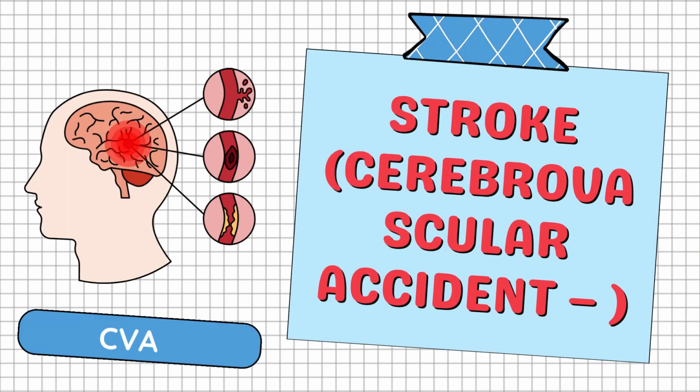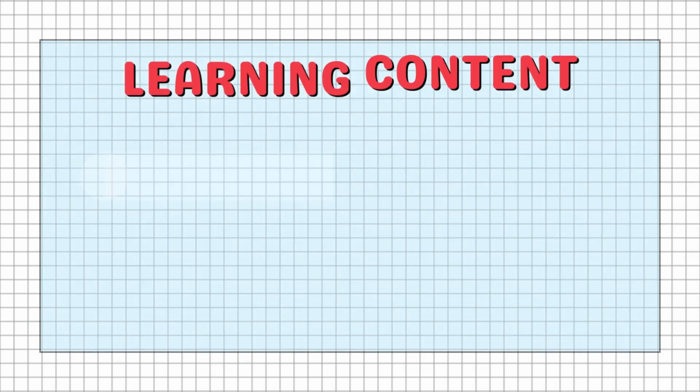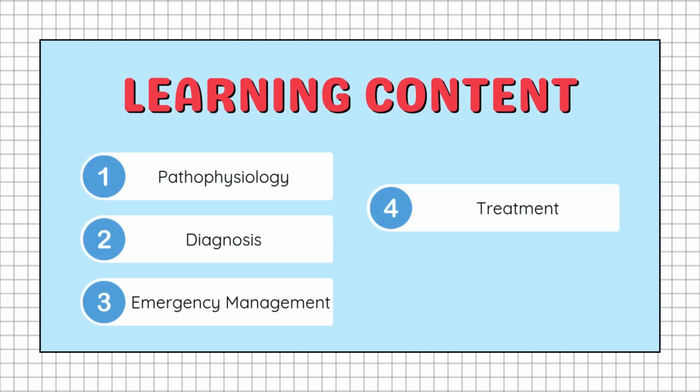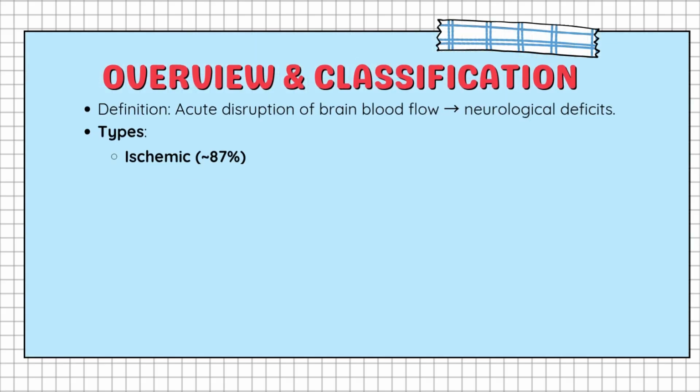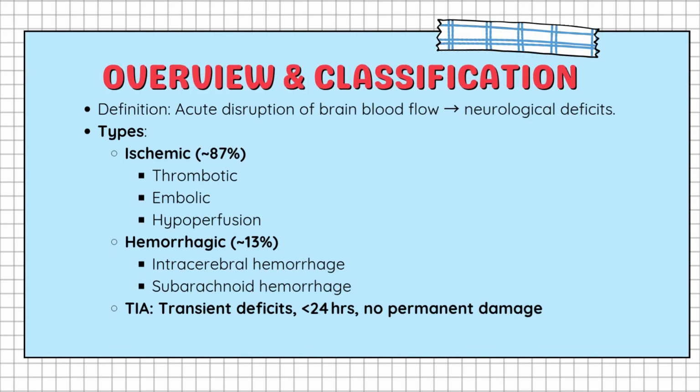In this session, we'll take an in-depth look at a life-threatening emergency, stroke, medically known as a cerebrovascular accident, or CVA. This presentation covers its pathophysiology, diagnostic process, emergency management, and treatment protocols designed specifically for healthcare professionals and emergency care providers. A stroke is a sudden neurological deficit resulting from an interruption in the brain's blood supply. It is a true medical emergency that can lead to permanent disability or death if not recognized and treated promptly.